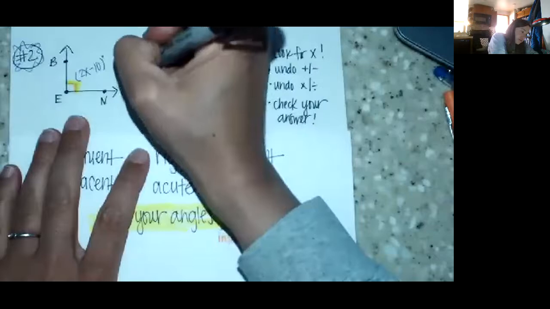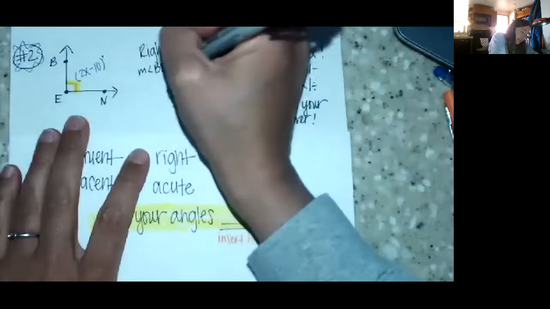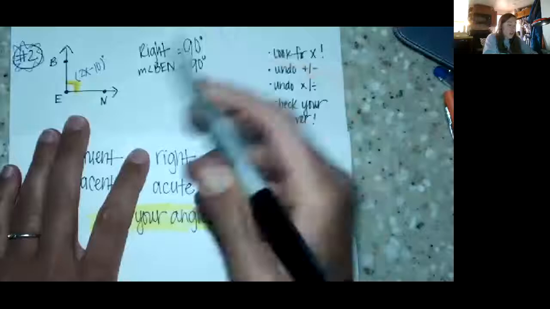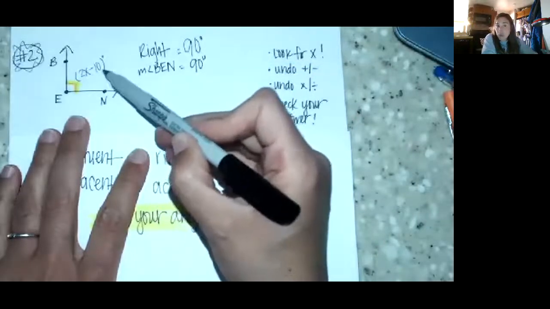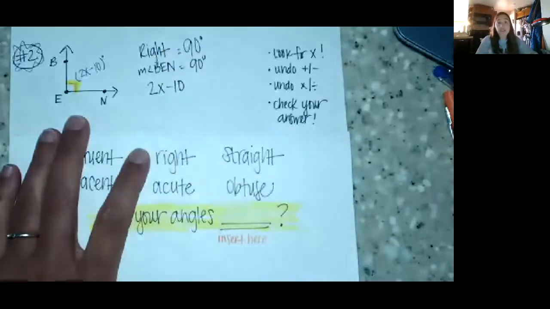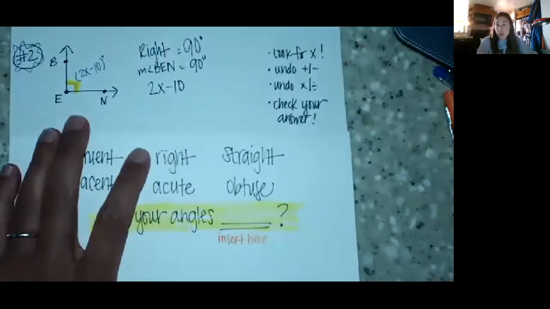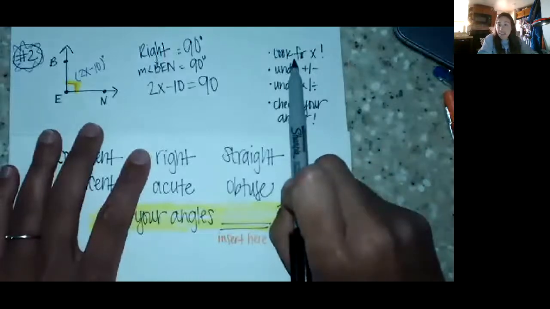The measurement of angle BEN should be equal to 90 degrees, and we have no idea right here what the value of x is, but I see an algebraic expression for BEN. So I'm going to put 2x minus 10, which is what the angle is represented by with the algebraic expression, 2x minus 10, and I'm going to set it equal to 90. All right? Now, we need to look for x again because now we have to start to solve.